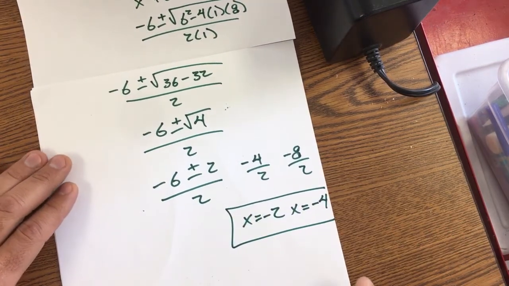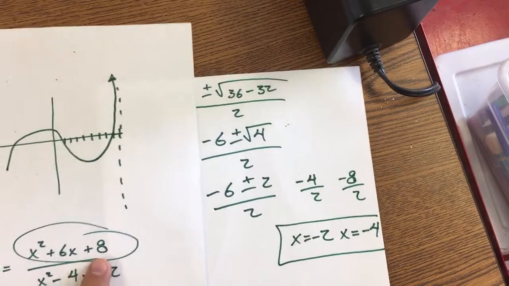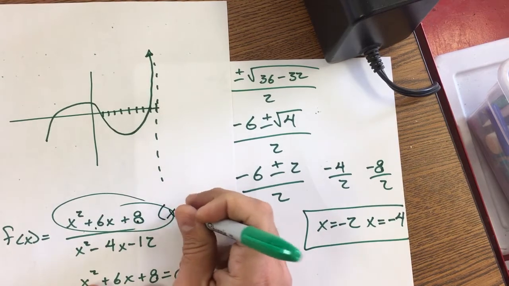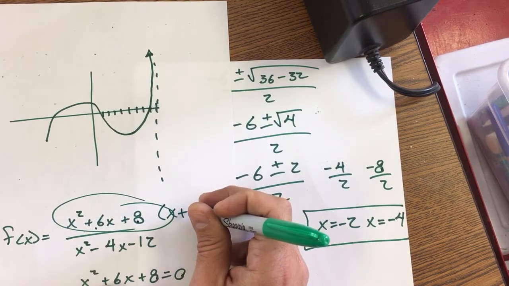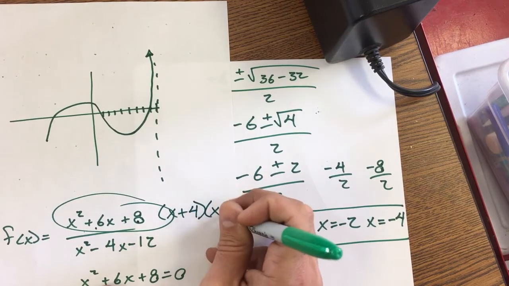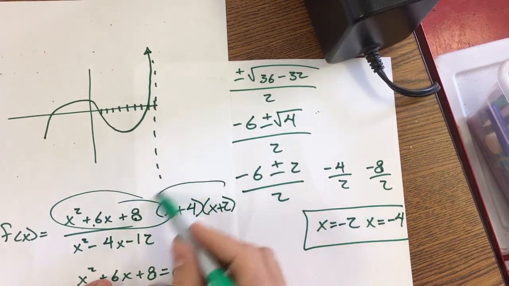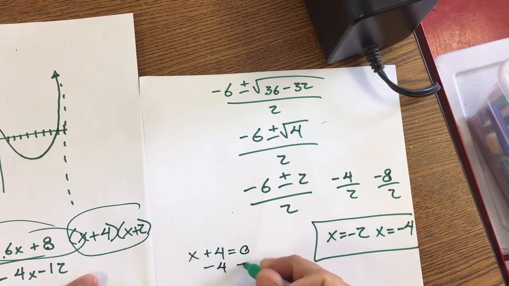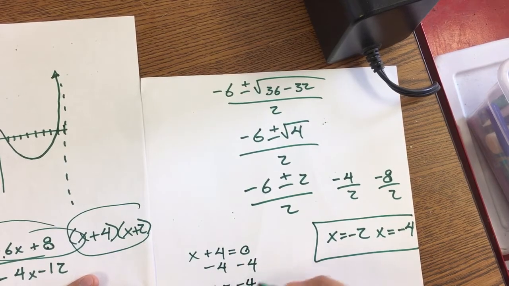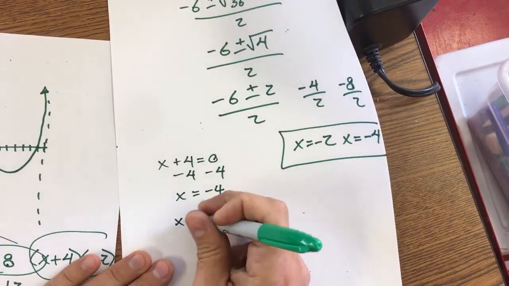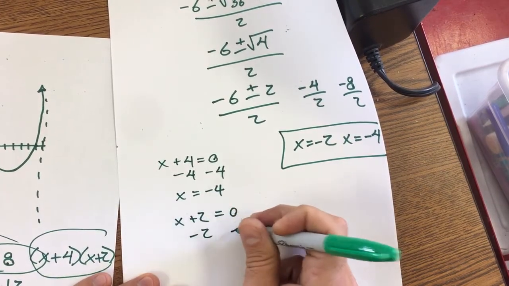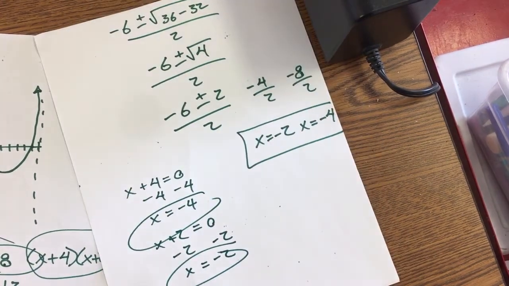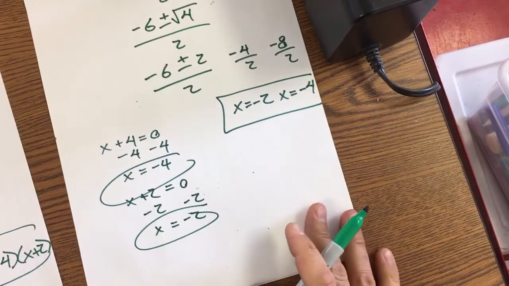Now my other choice is to try to factor this guy. So I can factor it and say, what are two things that multiply to 8 and add to, sorry, add to 6, which would be 4 and 2. And then I can take each of those and set them equal to 0. And I get the exact same answer either way.